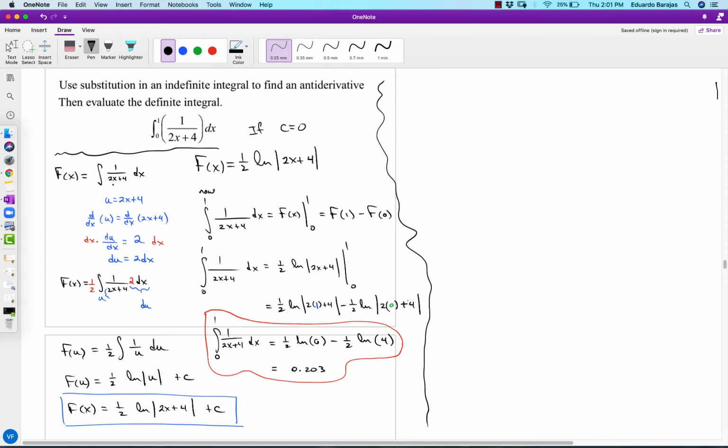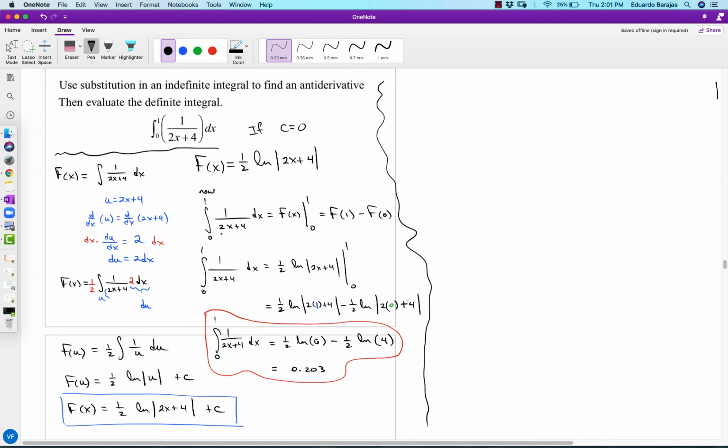We use our techniques from before to find antiderivatives. Once we find the family of antiderivatives, then we can choose any antiderivative. So why not let c equal 0? And then we found our antiderivative, right?